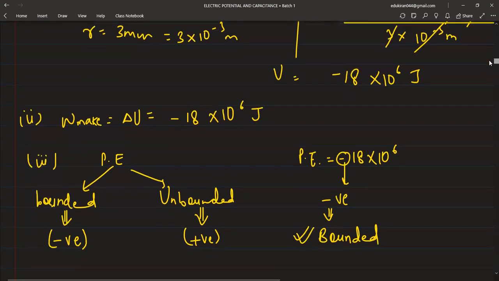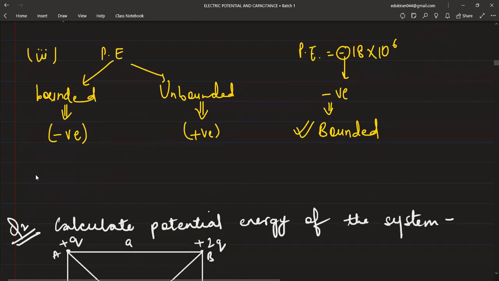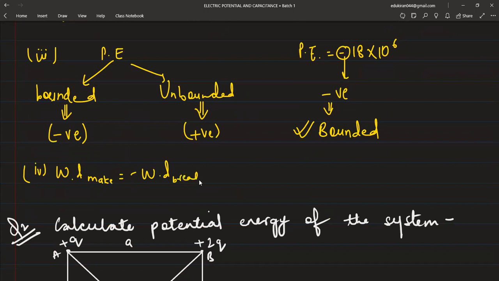What is the work done to break the system? Always remember, work done to make the system is negative of work done to break the system. So work done to break the system is minus of 18 into 10 to the power 6, which is equal to 18 into 10 to the power 6 joules.